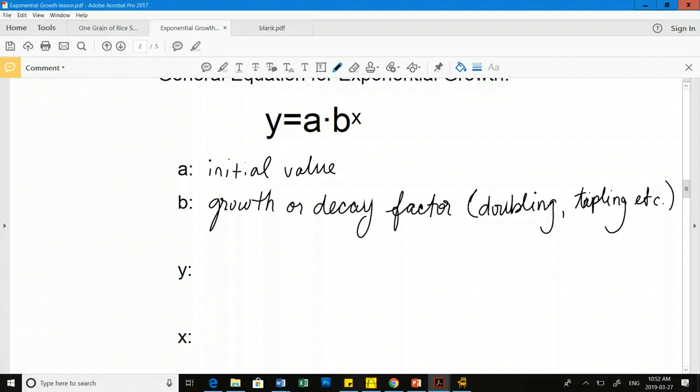Okay, y is going to be the future value. So if I sub things into my equation, I will get out the amount of, in our example, bacteria cells that I have, or whatever, the amount that I have after a certain number of days have passed. So we call this future value.